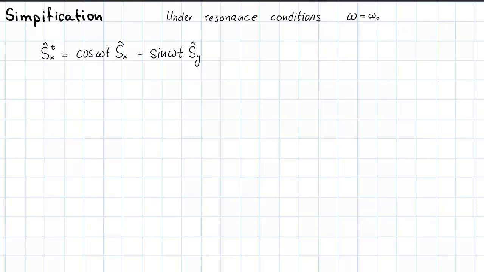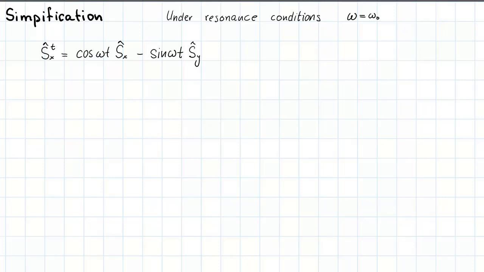We see that the action of the exponential e to the power i omega t Sz from the left, and the exponential e to the power minus i omega t Sz from the right, on the spin projection operator Sx resulted in the spin projection operators Sx and Sy, with the prefactors cosine omega t and minus sine omega t, respectively.